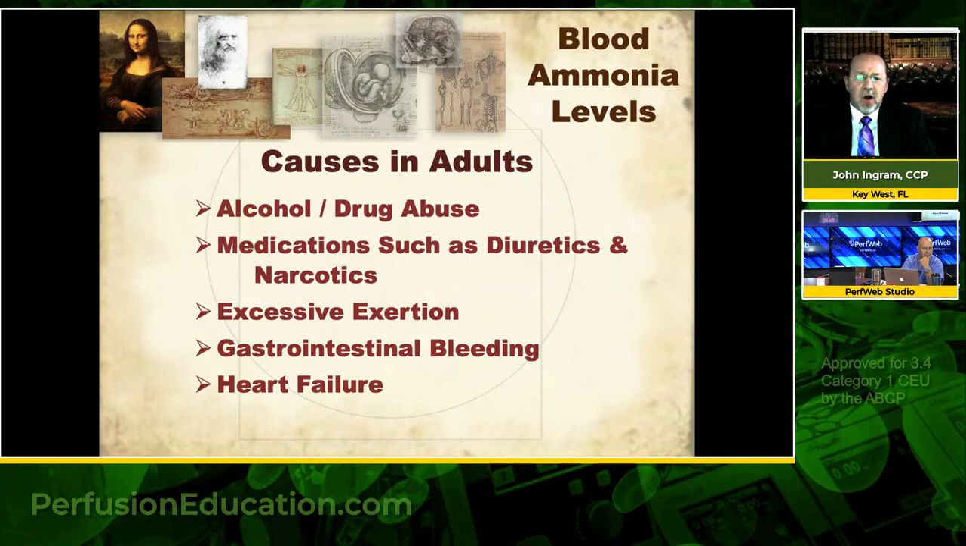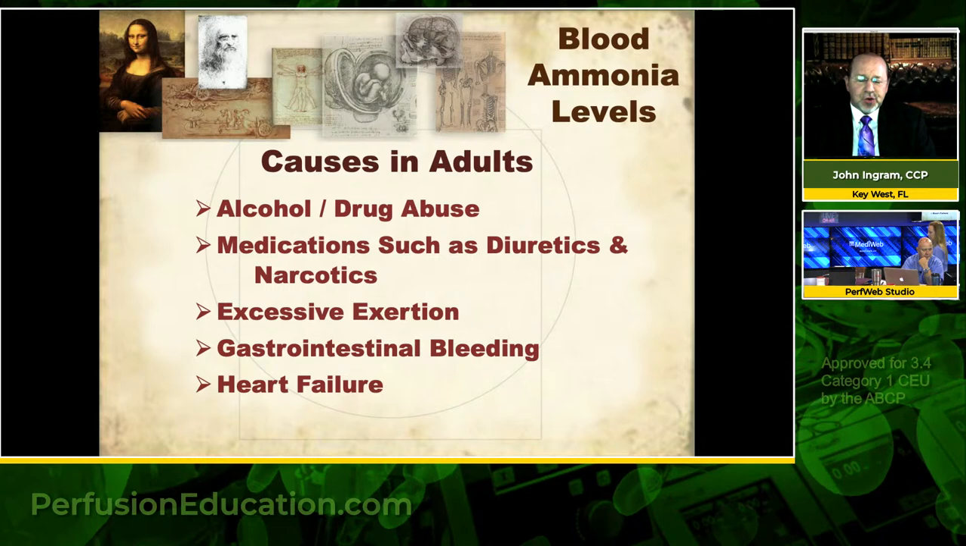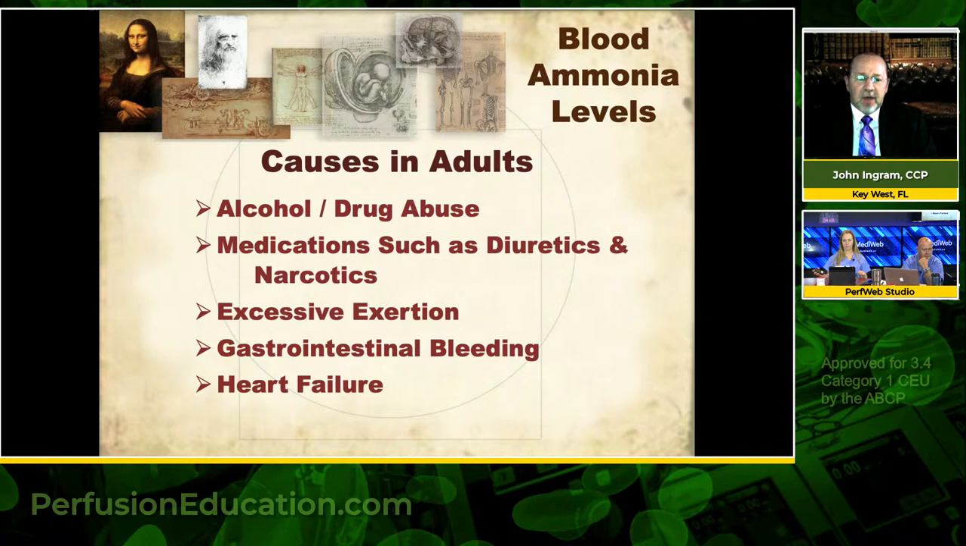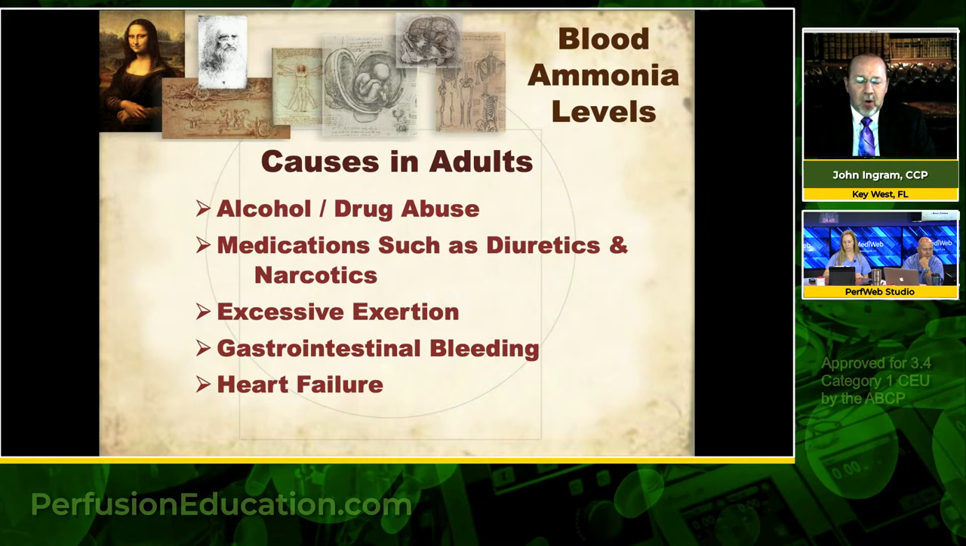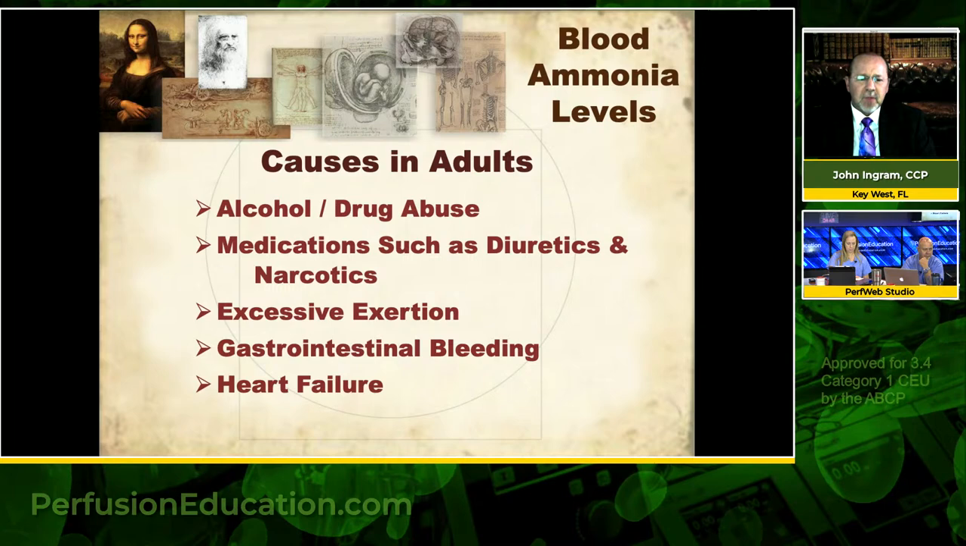Now, the causes in adults can be alcohol or drug abuse, which we're going to see with some frequency, medications such as diuretics and narcotics. Excessive exertion can cause it, where you're producing so many waste products, and if you have any decreased function of the liver or kidney, you may not be removing that ammonia rapidly enough. GI bleeding can cause it, also heart failure, which basically has to do with decreased liver and kidney perfusion. Therefore, they're not functioning as well.